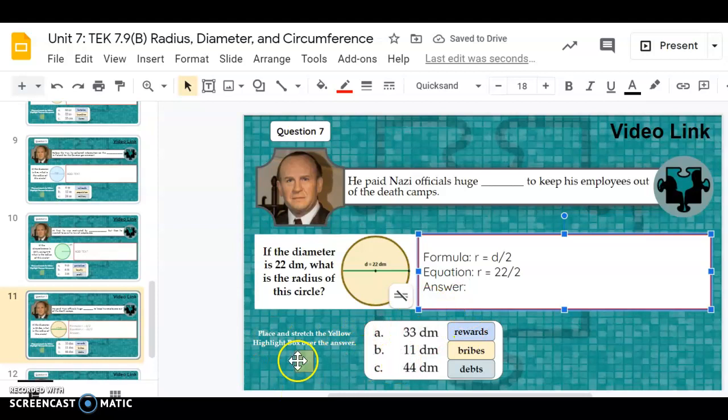You're going to find your answer, highlight it, take one of these and bring it up, and then there you go. If you have any questions, let me know, but you should know your answer is just going to be R equals, and then what's 22 divided by 2, and then make sure you label it with DM. And this one's pretty easy.